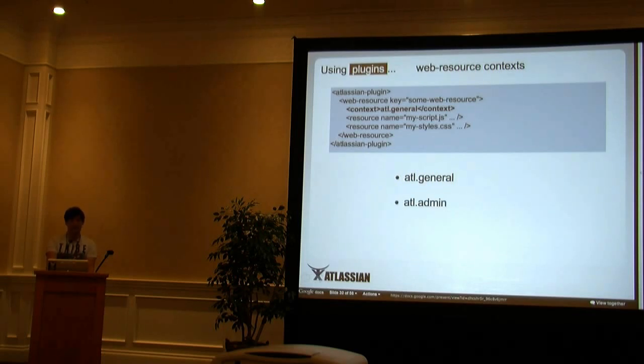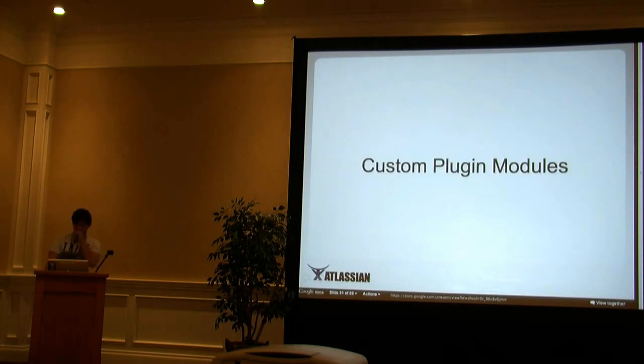There's also ATL admin, which is the reciprocal of the general. It just applies to the administration screens. And then there's the ATL user profile, which applies just to the user profile screens in each of the various applications. These are the only consistent cross-product ones at the moment. There are a whole bunch of specific ones for Jira and Confluence, but I won't go into them at the moment because this is really a demonstration of the platform in its unified sense.